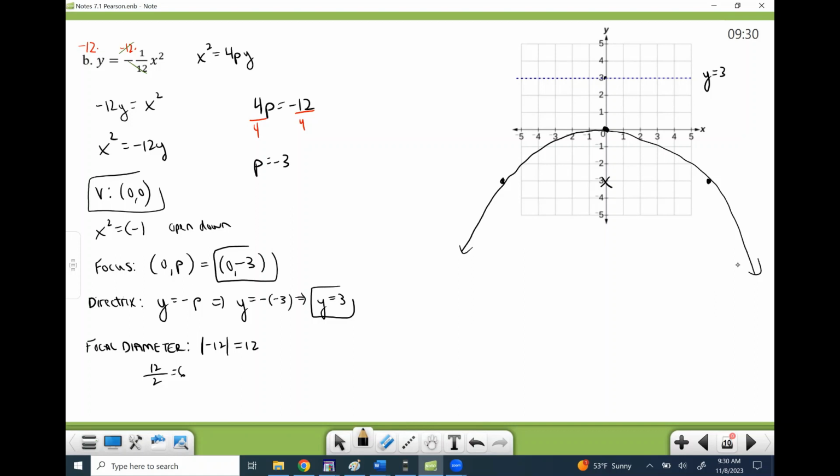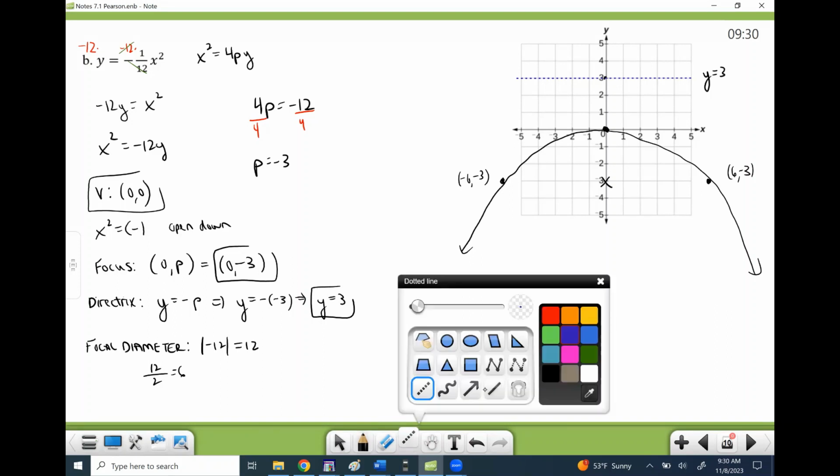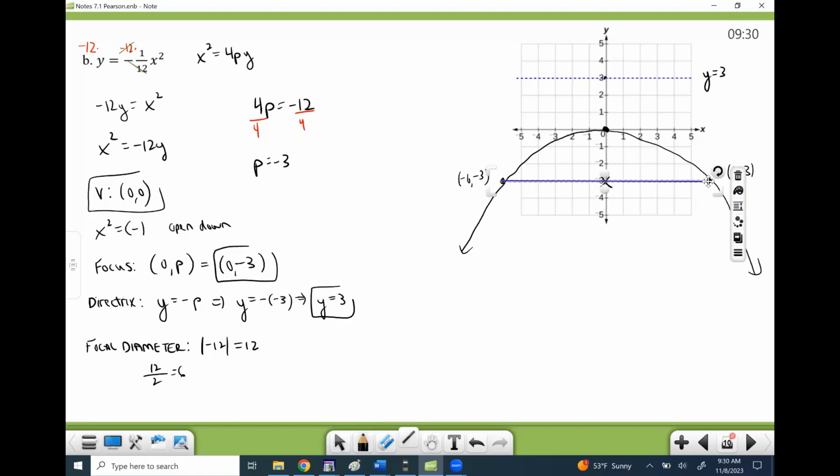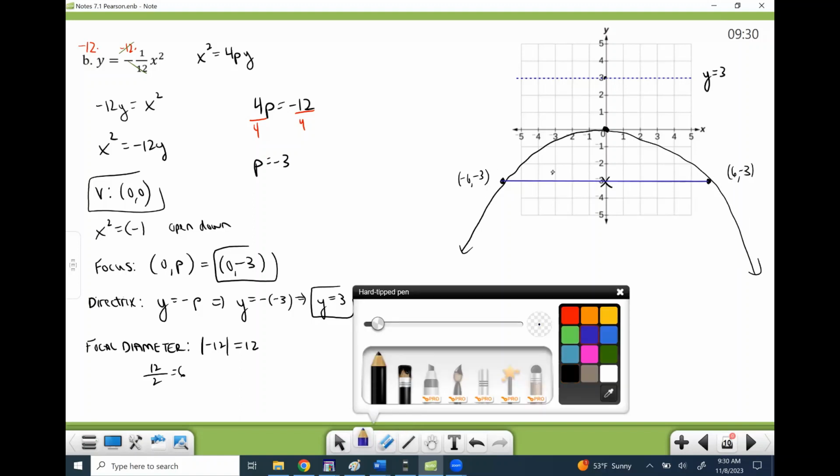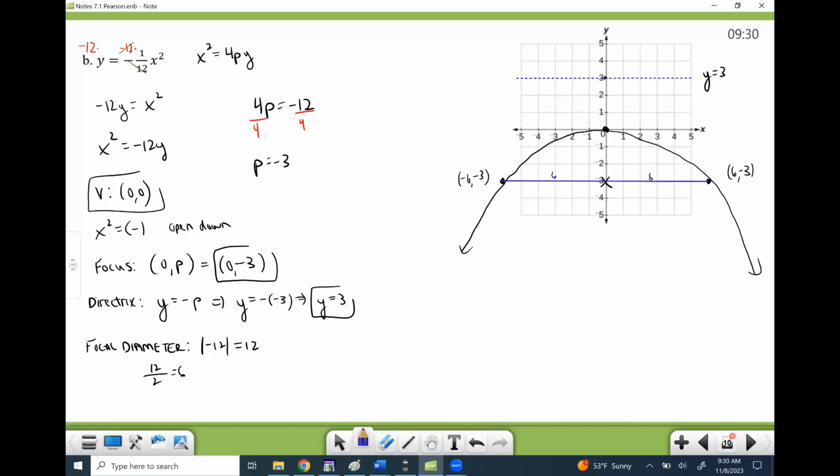So this one would be at the point 6, negative 3. And this one would be at the point negative 6, negative 3. And that's going to make our focal diameter 12 long because we went 6 and 6. And so that's going to add up to the 12 that we know we want.